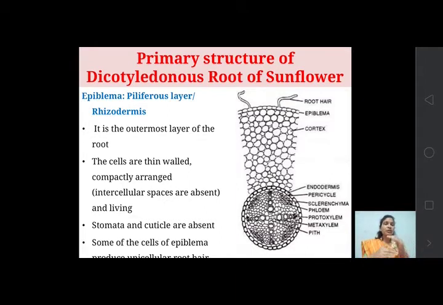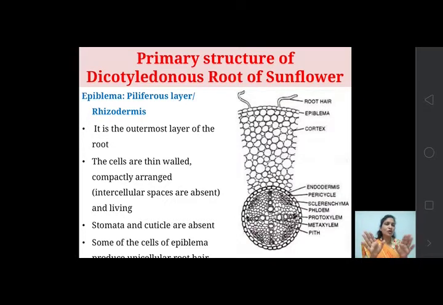The outermost covering of the root is known as the epiblema, which contains minute hair-like projections known as root hairs. So it is the outermost layer. These epiblemal cells are somewhat thin walled and compactly arranged. That means there are no intercellular spaces. So they are compactly arranged, intercellular spaces are absent, and the cells are thin walled and of the living type.